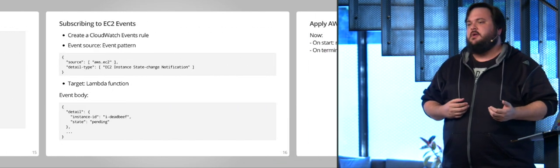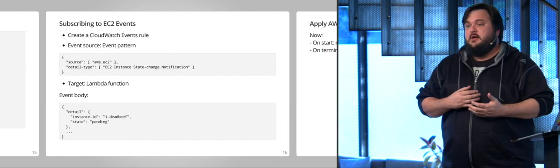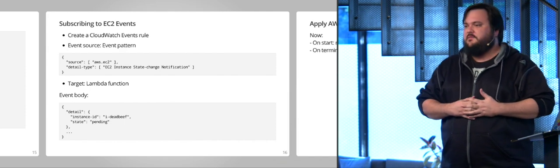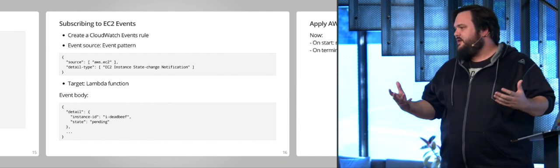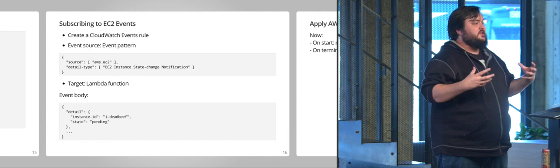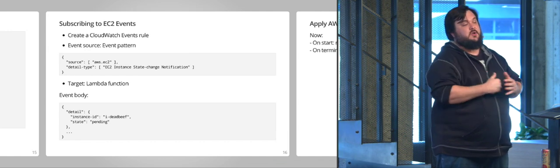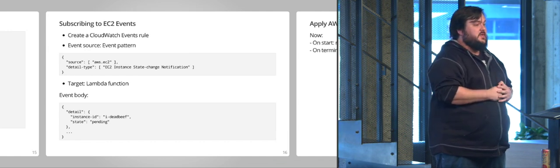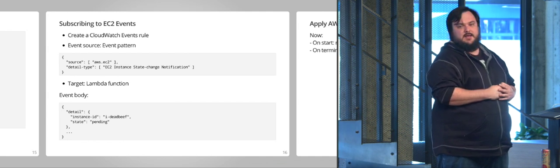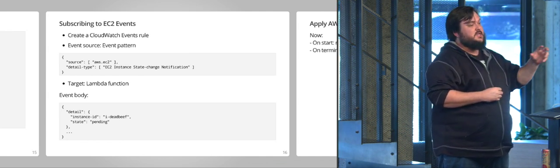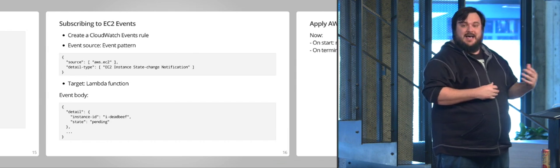So to subscribe to EC2 events, we're going to create a CloudWatch events rule. Hopefully, we'll leave this as an exercise for everybody to do at home, but if you're looking for how to solve this problem, these are the steps you're going to have to go through. Create that CloudWatch events rule. You're going to have to give it an event source pattern that tells it to look for EC2 state changes. And you're going to tell it the target of that rule.